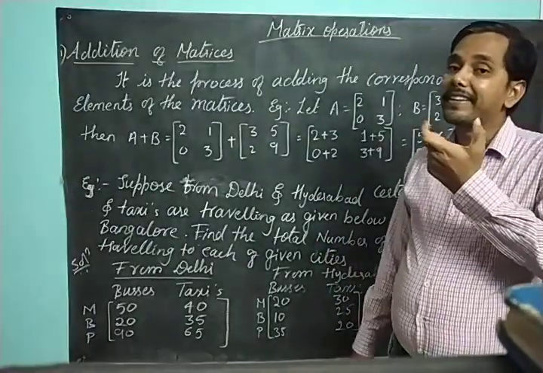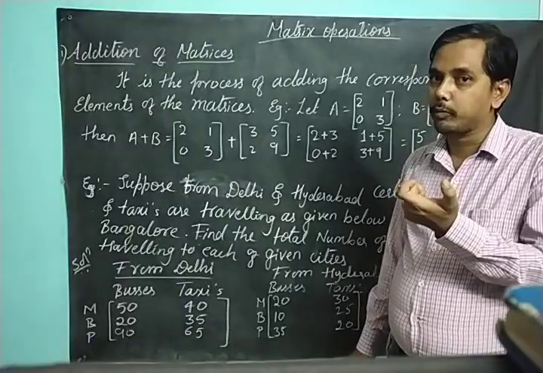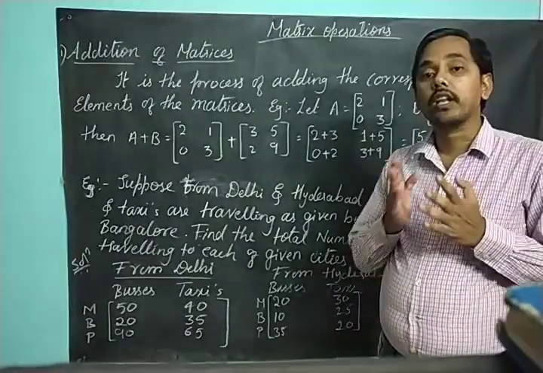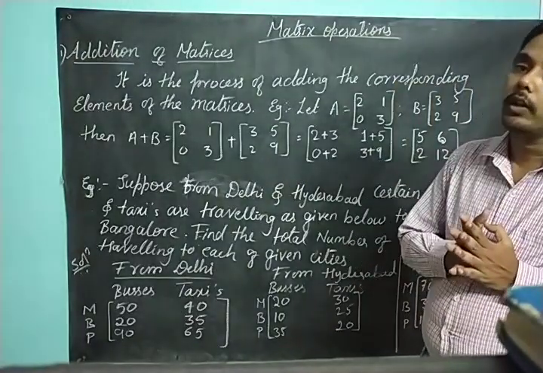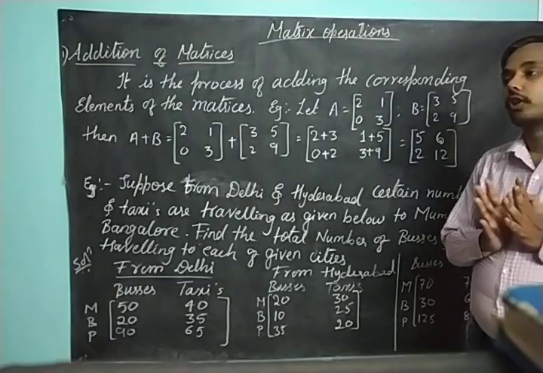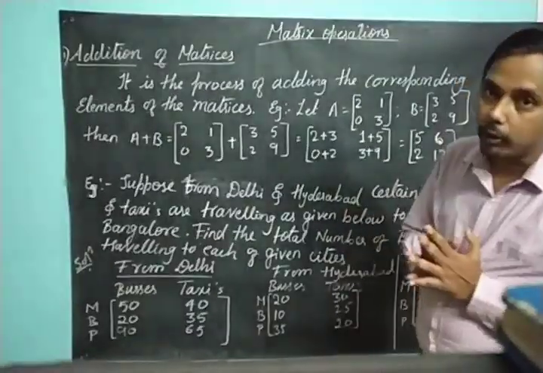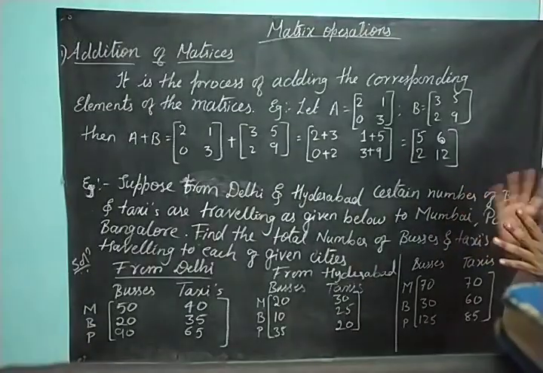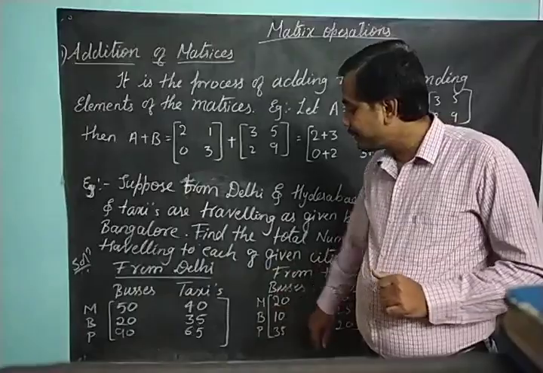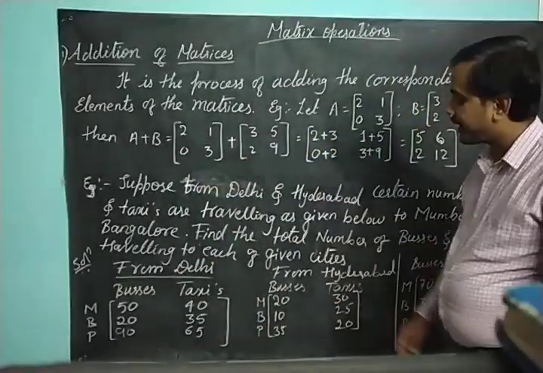We need to find the total number of buses traveling to Mumbai, total number of taxis traveling to Mumbai, total number of buses traveling to Bangalore, total number of taxis traveling to Bangalore, total number of buses traveling to Pune and total number of taxis traveling to Pune. Right? So how do we express them? We have to express them in the form of matrices.